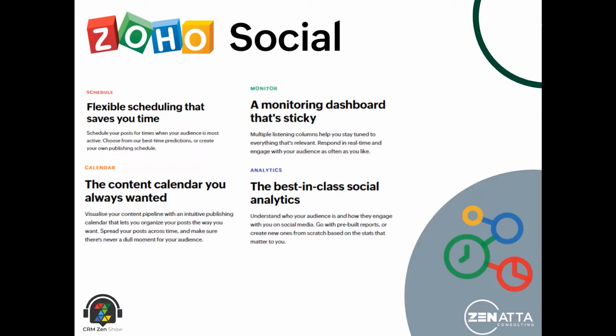You can have multiple different products that you're searching, or I should say, what do we call those? Different brands. You can basically have different brands. So for us, you would have Zenatta as a brand, and then you would have CRM Zen as a brand. And so you can post under each of those brands.